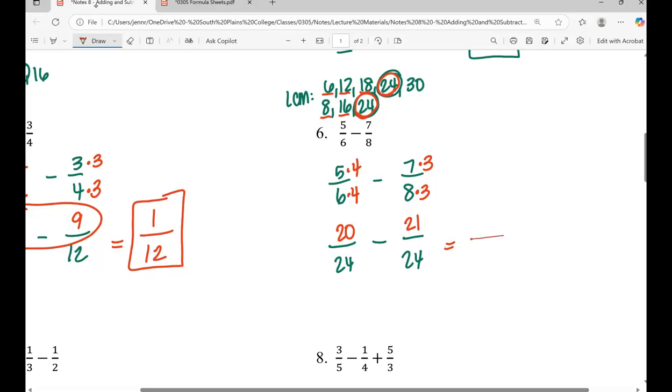Once you have that common denominator, it stays common, and I subtract across the top. 20 minus 21 is a negative 1.